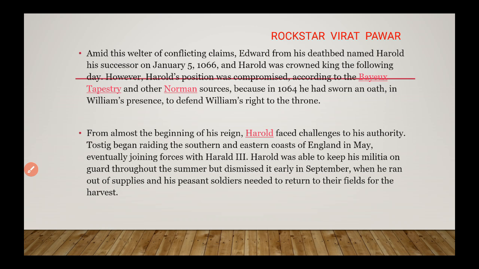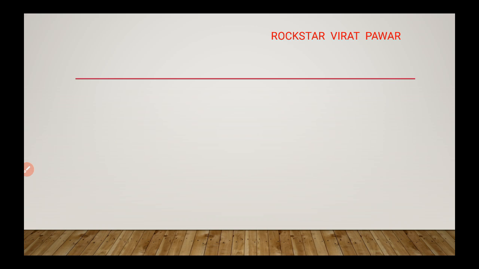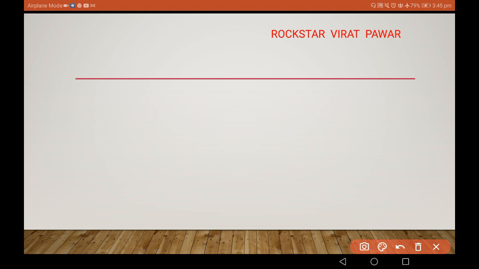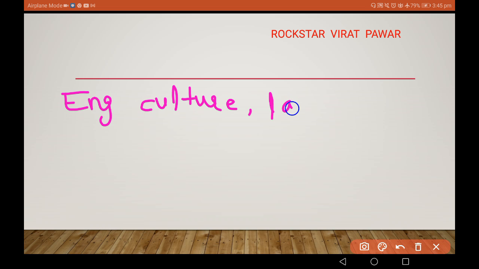In this way, we have learned about the Norman conquest of England. Because of this Norman conquest, various impacts happened on the literature also. What are those impacts? The Norman conquest radically changed English culture, law, language and character. It had an effect on English culture, then law, and then character also.